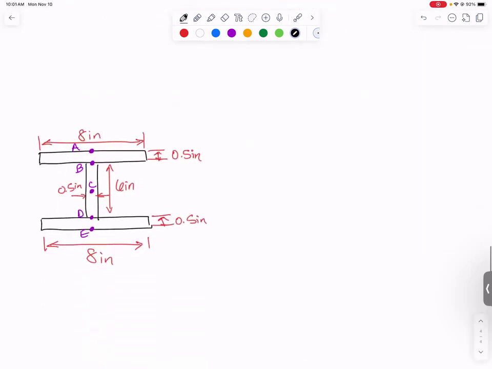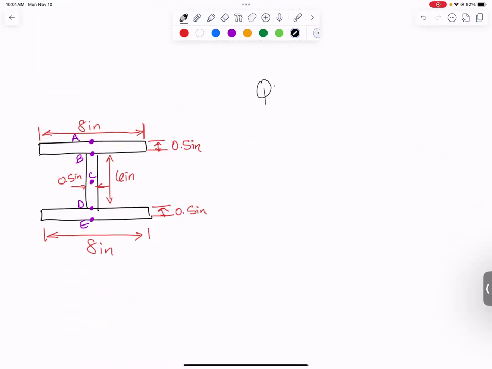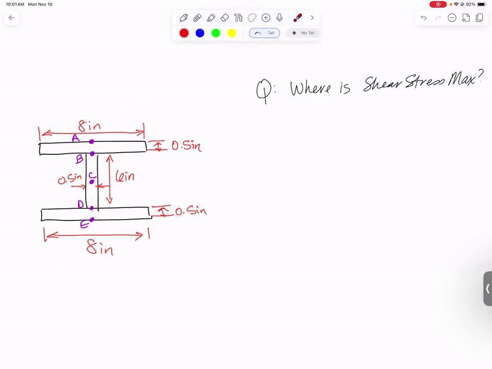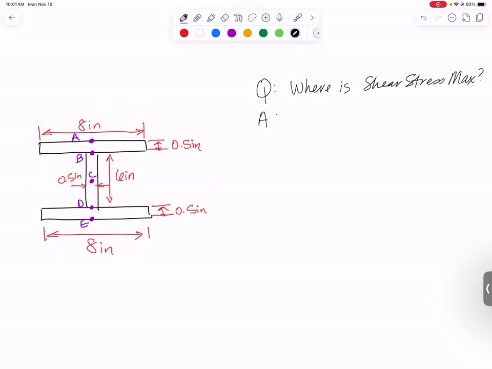To finish this out, I've got a couple of concept questions. First question is, where is the shear stress max? We're assuming that we got an up or down shear because that's all we've been dealing with so far in class. And if I want to know where is the shear stress max, remember shear stress is always max at the centroid of the cross section. So the answer would be point C is where it's max.